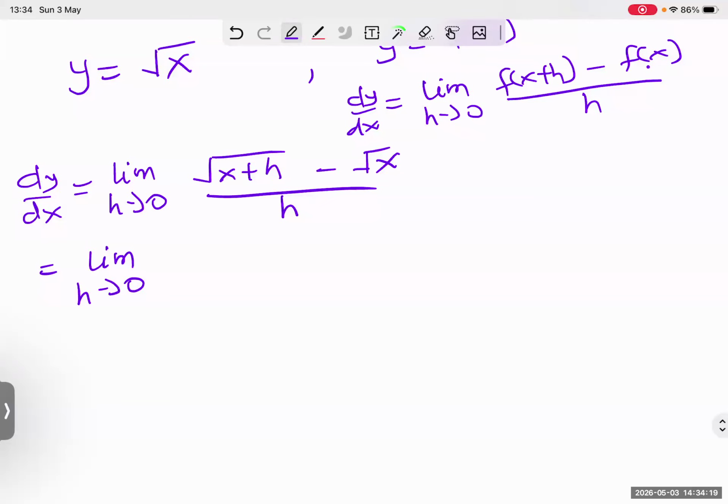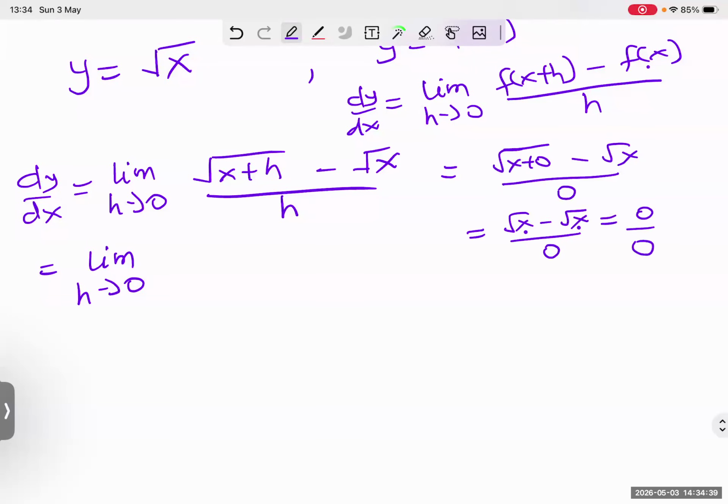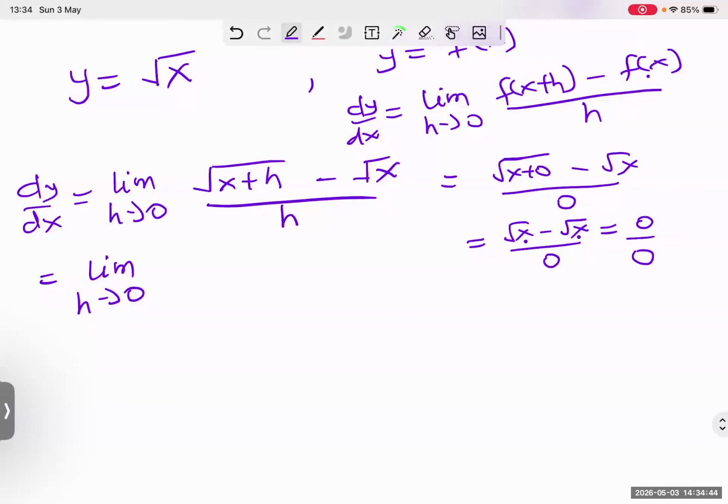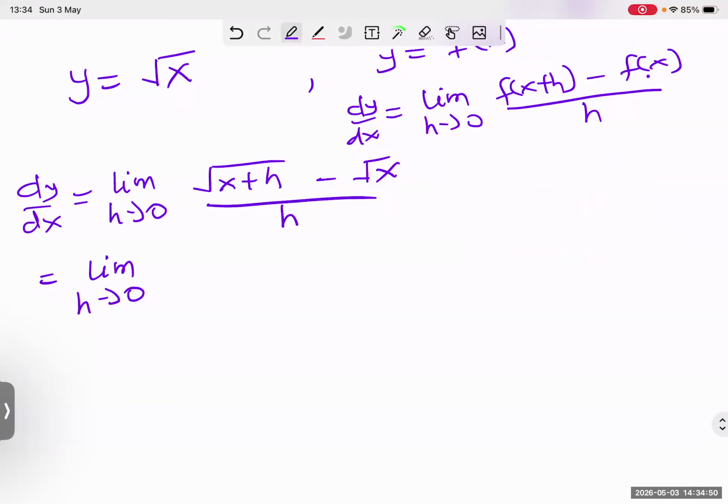We cannot apply the limit yet, because if you apply the limit now, you are going to have square root of x plus 0 minus square root of x all over 0. This will be square root of x minus square root of x divided by 0. Root of x minus root of x will be 0 over 0. This is indeterminate, right? So we cannot apply the limit yet, because if we apply the limit, we are going to get indeterminate. Indeterminate, you look at the function that you have and employ the appropriate technique.